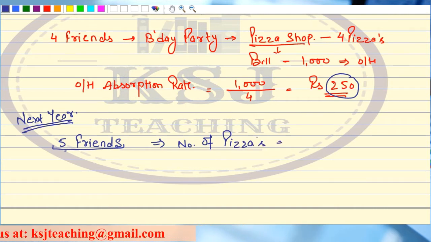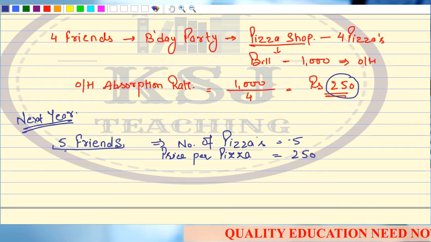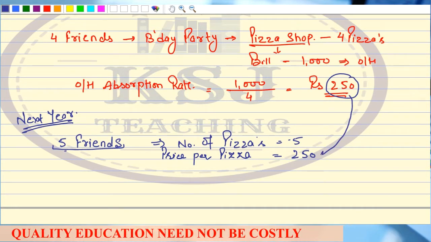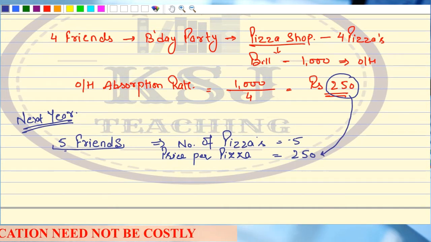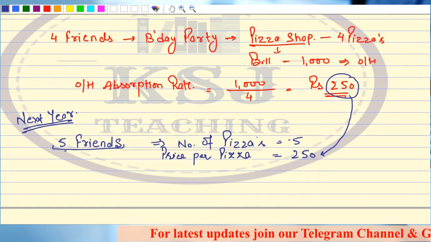Number of pizzas will be 5 because of 5 friends, right? Price per pizza according to you should be 250 rupees, isn't it? How did you get this 250 rupees? From your last year experience. That is the budgeted data. From the absorption rate, you say the price per pizza last year was 250, this year also it is going to be 250. This is what we do in the absorption now.